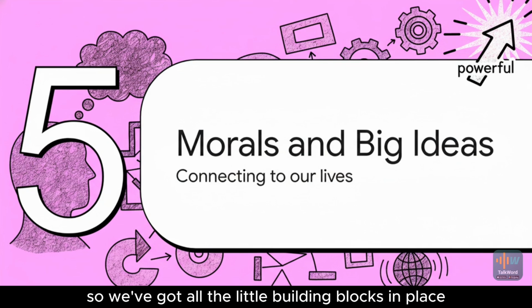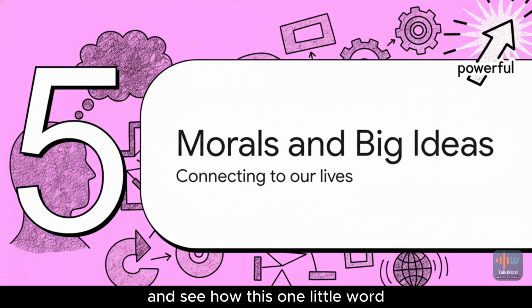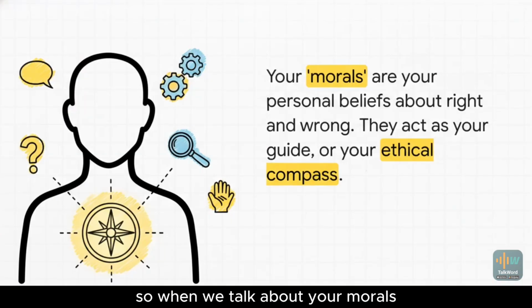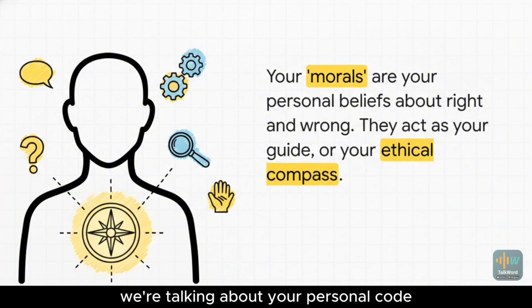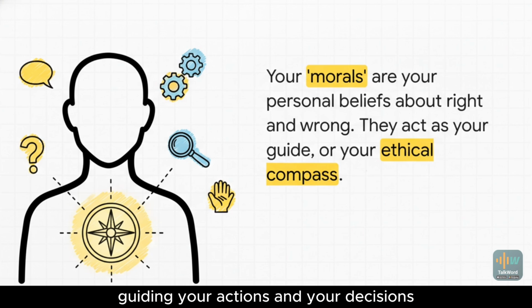All right, so we've got all the little building blocks in place. Now, let's zoom out. Let's look at the bigger picture and see how this one little word connects to the massive ideas that really shape our lives. So when we talk about your morals, and notice we're making it plural now, we're talking about your personal code. It's your unique set of beliefs about what's right and what's wrong. It's kind of like your own personal ethical compass. It's always there, guiding your actions and your decisions. In a lot of ways, it's what makes you, well, you.